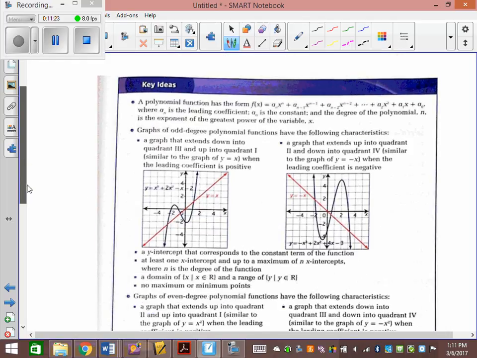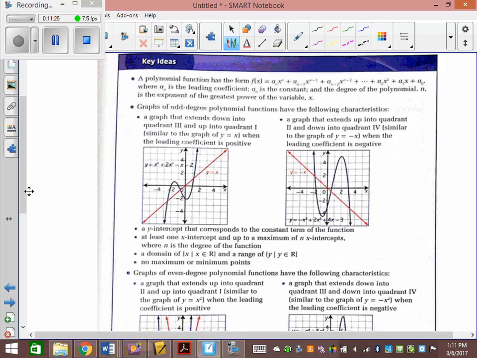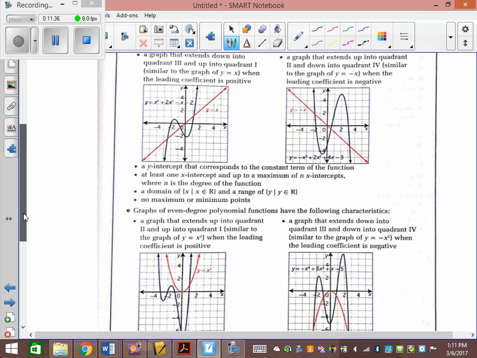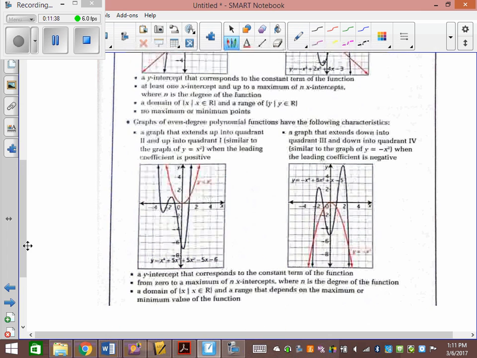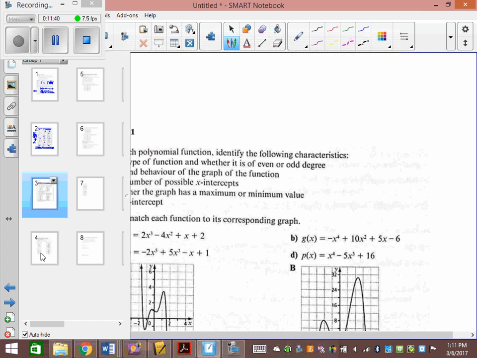Here are your key ideas. A polynomial function has the form f of x equals that. A graph that extends down in quadrant 3 and up in quadrant 1 is similar to the graph of y equals x, where the leading coefficient is positive, and it gives you like your little rundown of the different information. So we're going to go in here, we're going to do some questions on it. Let's look here.